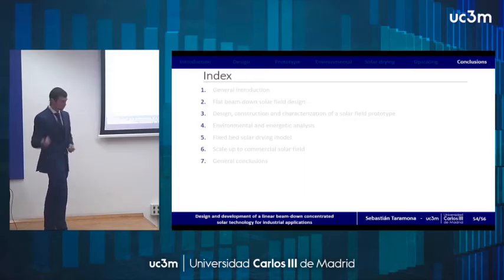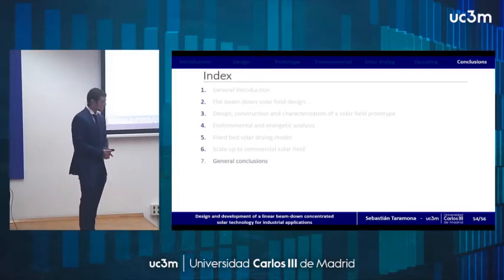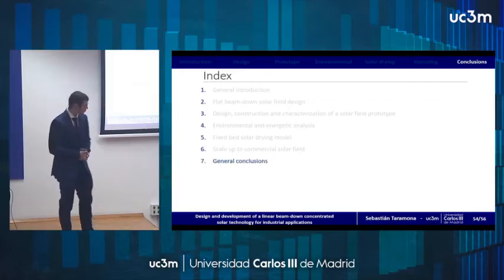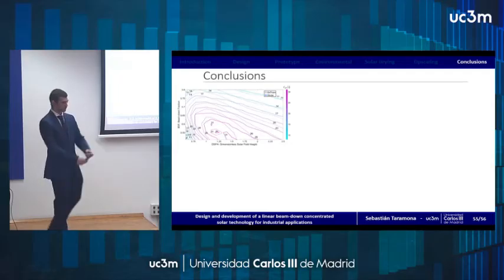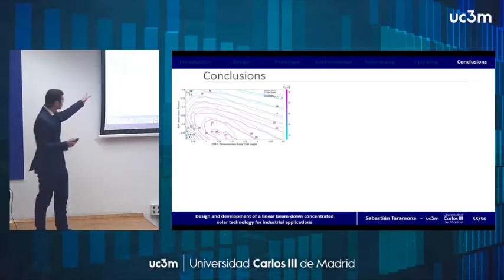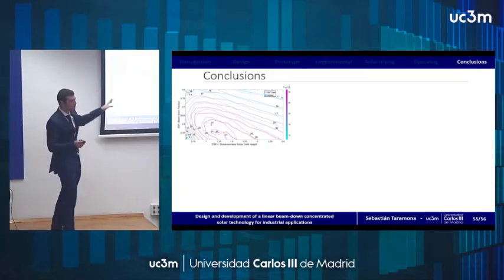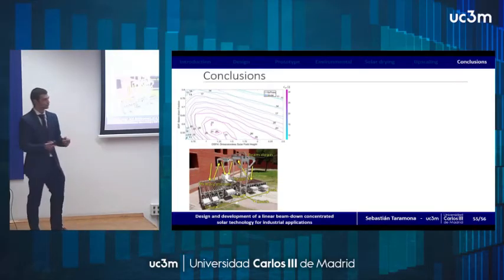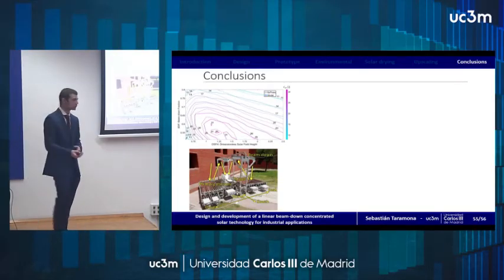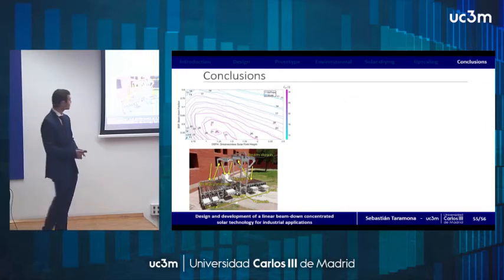Now, finally, rounding up this presentation and this PhD thesis, we can come to some general conclusions. In this process, we started up by doing some ideal design process, obtaining the best relationship ratios for the solar field geometry, and obtaining the theoretical concentration that we can obtain. With these results, we were able to develop a prototype, construct it, and obtain the first experimental measurements with it.